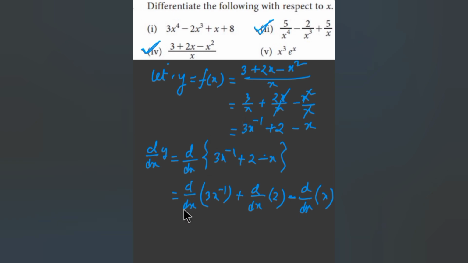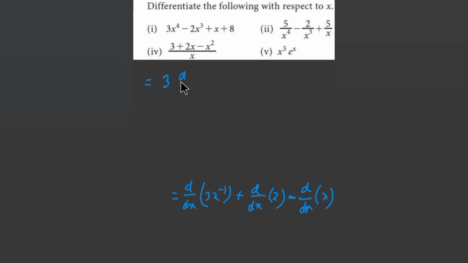So comes first 3 d dx, there remains only x to the power minus 1, plus we can see there is no variable x, so it is a constant, so if we differentiate any constant number the result will be 0. 0 plus, here the sign will be minus, so we can consider here the power is 1, so we can apply the rule 1 into x to the power 1 minus 1.